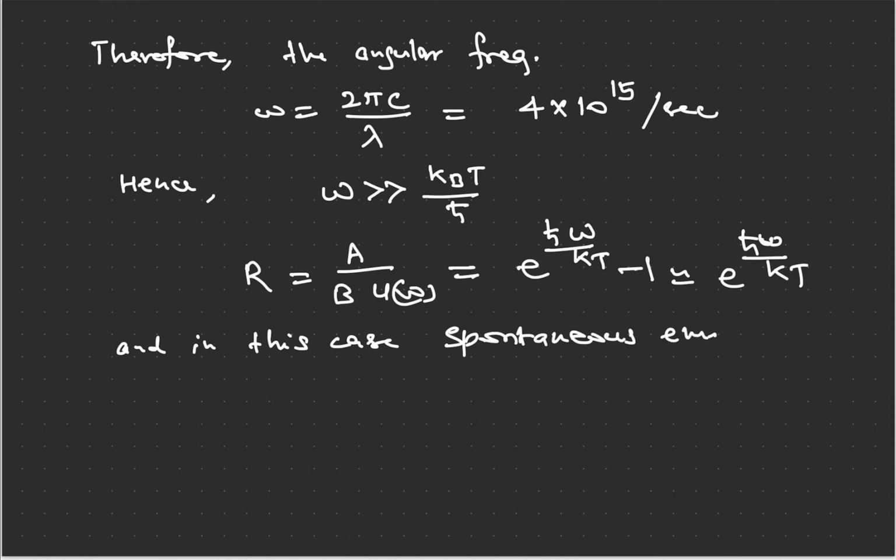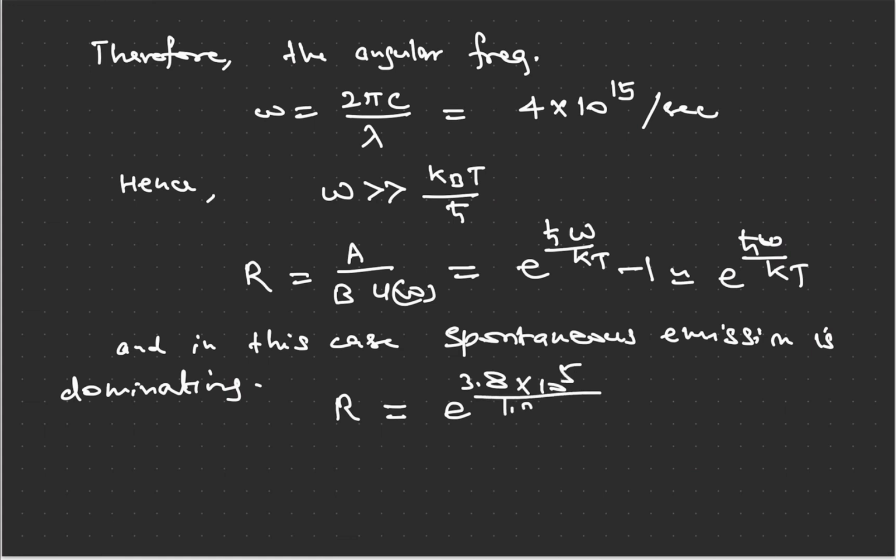Hence, in this case spontaneous emission is dominating, and the value of this ratio after calculation, e to the power 3.8 into 10 to the power 15 divided by 1.3 into 10 to the power 14, comes out nearly equal to e to the power 29.2, and that is equivalent to 5 into 10 to the power 12. Therefore, spontaneous emission is this many times the stimulated emission. Thus, at optical frequencies, the emission is predominantly due to spontaneous transitions, and hence the light from the usual light source is incoherent.